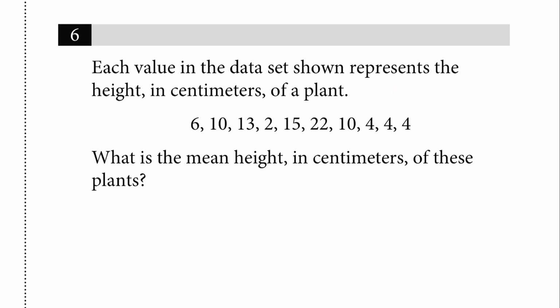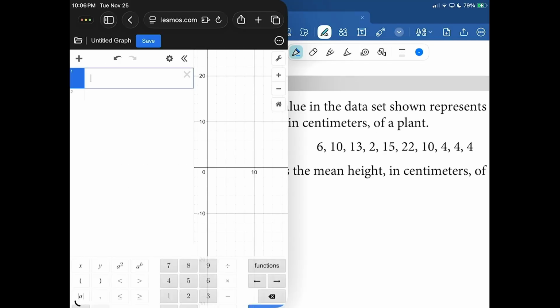Each value in the data set shown represents the height in centimeters of a plant, and what is the mean height in centimeters of these plants? So this is easily done in Desmos, and I'm actually going to show you how simple it is. In Desmos, they actually have a mean function, so I'll pull it up now. Okay, so this is how to do this.